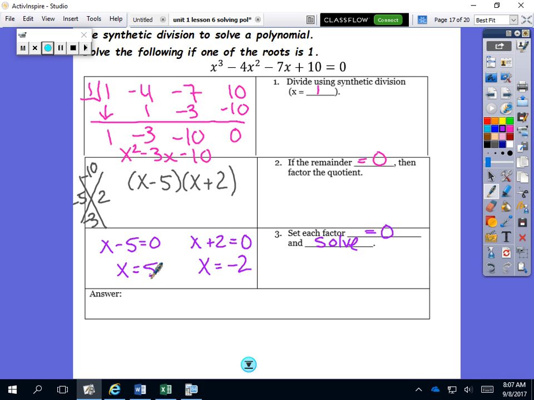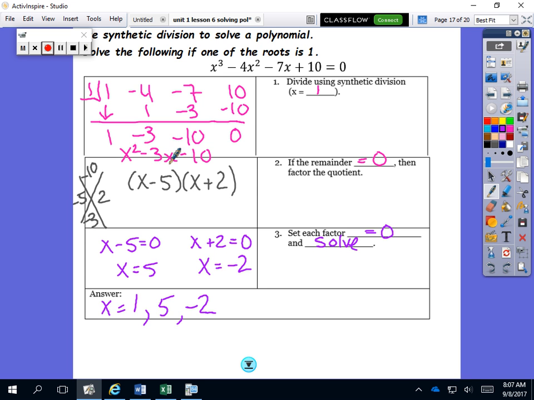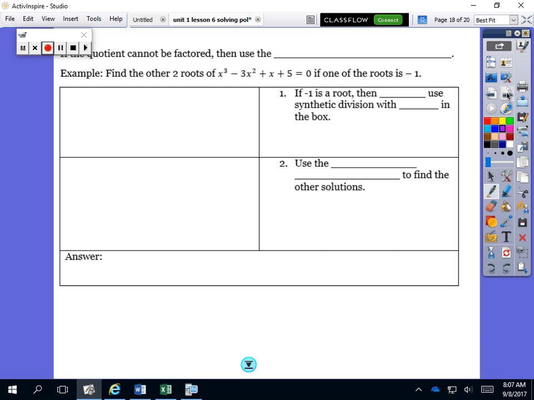So I have 2 solutions here, and one of the solutions they gave me. So I have a 1, a 5, and a -2 are the values of x in this function. If I could not have factored this thing right here, then I have to use the quadratic formula. And I'm just going to abbreviate that. Use the quadratic formula. So they're giving me the fact that -1 is a root.